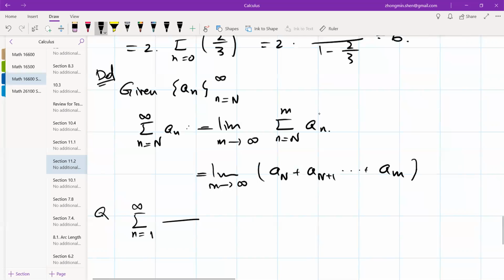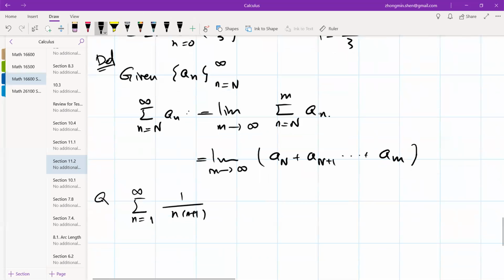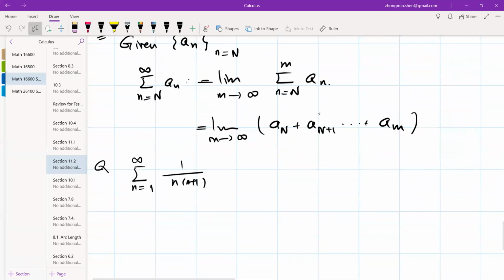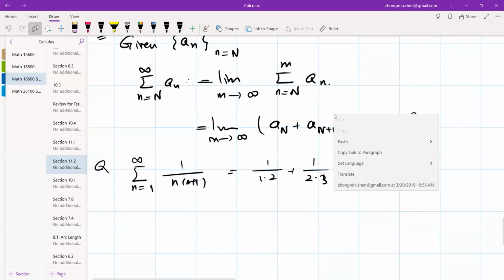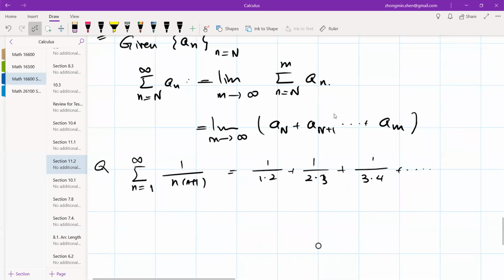Consider, let's study this here: the sum of this infinite term. If you write down the detail, it's going to be 1 over 1 times 2, 1 over 2 times 3, 1 over 3 times 4. So you have infinite terms, but is it convergent or not?